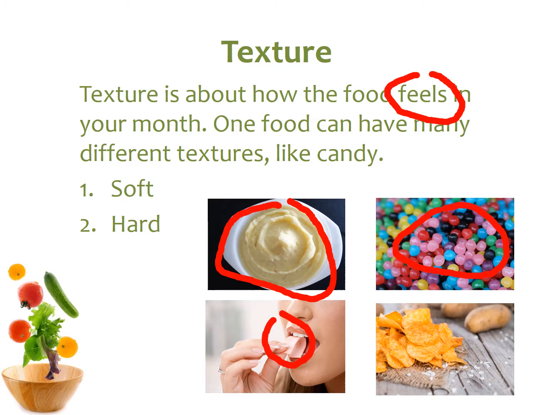Chewing gum, it feels chewy. And potato snacks, it feels crunchy. Again, there are 4 basic textures, and we often say it feels soft, it feels hard, it feels chewy, or it feels crunchy.